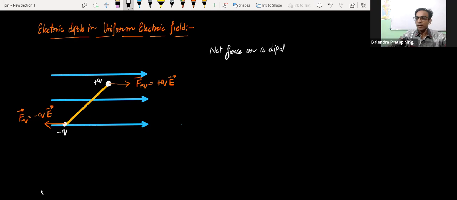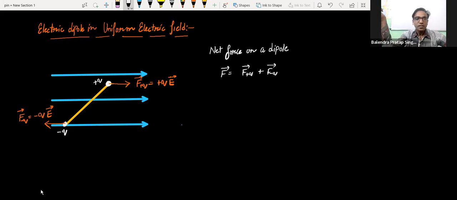The net force on a dipole. How much is the net force? The net force is capital F. That is the force due to this positive Q charge plus the force due to the negative Q charge. So, Meenakshi, what is the net force on a dipole in this case?